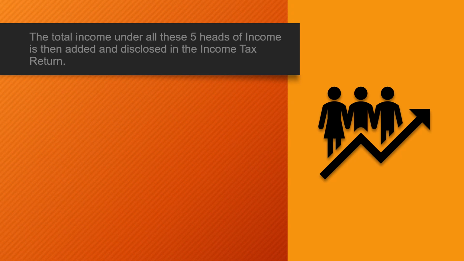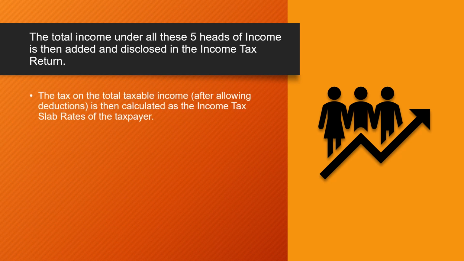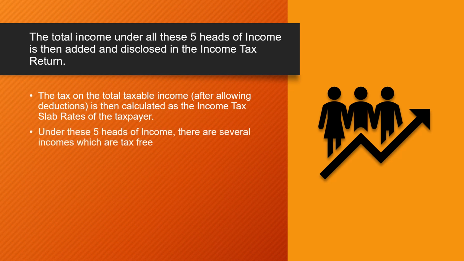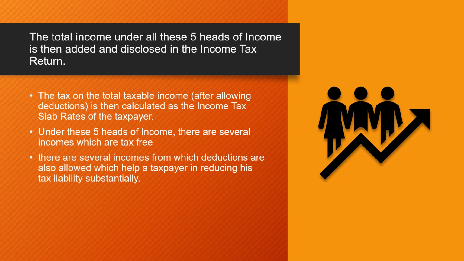Now, after computing total income under the different 5 heads, we will disclose our income in the ITR, that is, income tax return. Now let's talk about tax rate. On these computed incomes, tax will be calculated as per the tax slab rates, and not all the incomes are taxable. Several incomes are also tax-free. Deductions are also allowed on several incomes, which will help us in reducing our tax liability substantially.